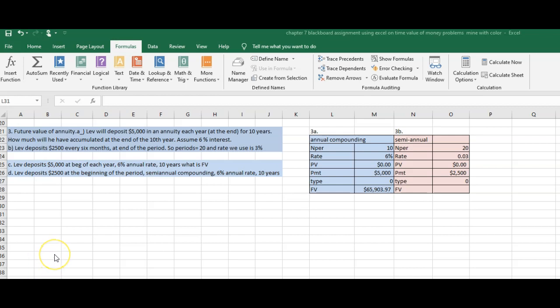Hello class. In this example we're going to look at future value of annuities, and we're going to be able to compute them given the various pieces of information we have. So again, this is similar to number 3 on your homework assignment that's posted to Blackboard.